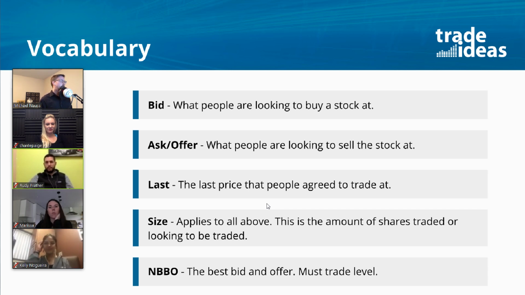And then size applies to all of the above, but it's just how many. Our house example isn't a good example because there's just one thing to buy and sell. But with most stocks, there may be millions, tens of millions, and sometimes hundreds of millions of shares a day. So not only do you want to know what people are trying to bid and what people are trying to offer, but the amount of each. Some guy might be bidding 100 shares, whereas someone else might be offering 10,000 shares.